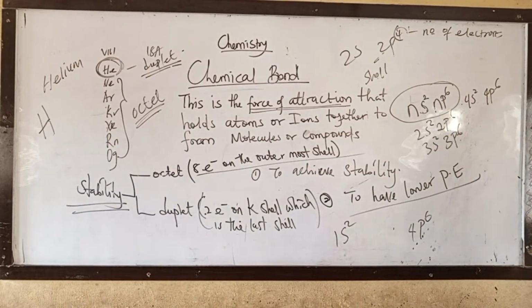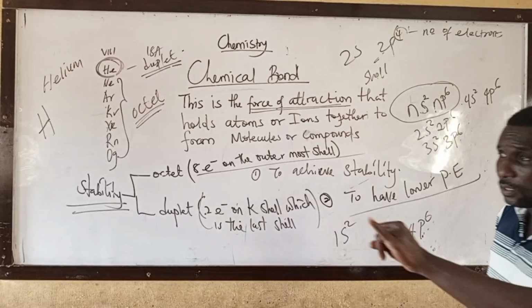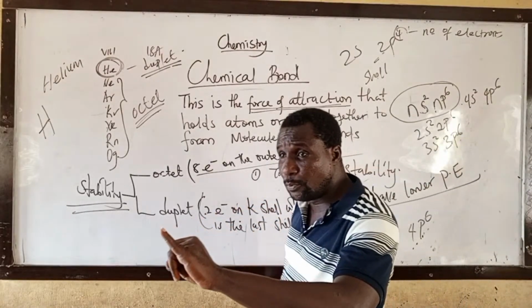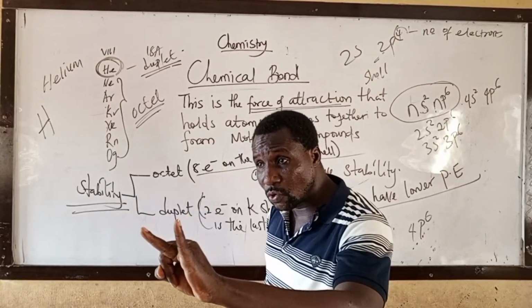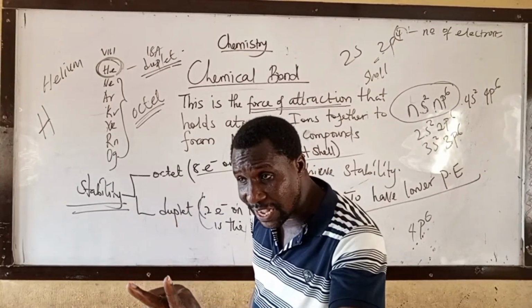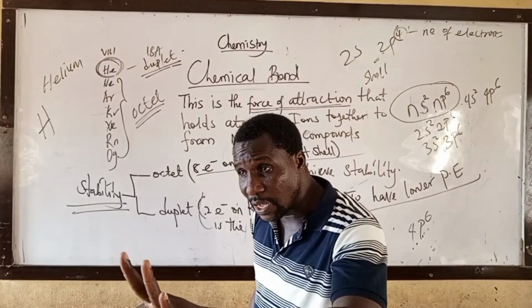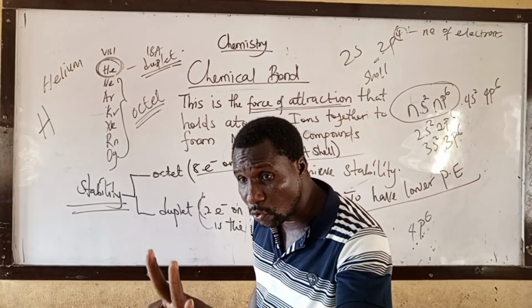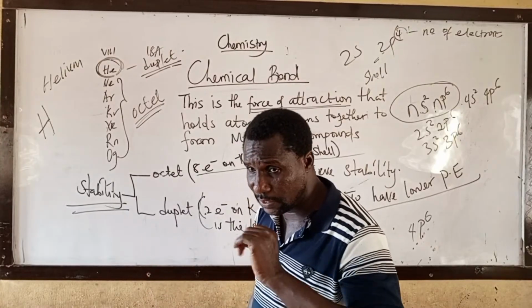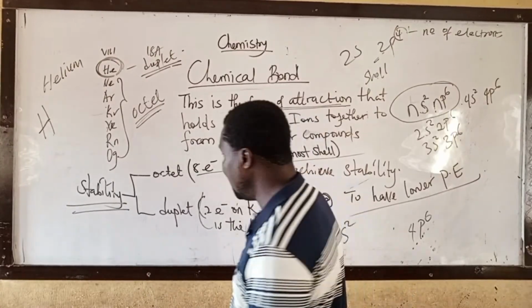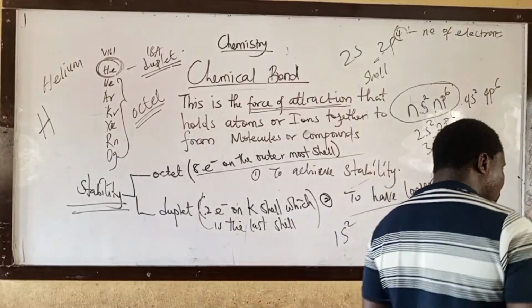For atoms to undergo chemical bonding, for them to be what? Stable. Two, to have lower what? Potential energy. Three, electron configuration of what? Noble gases. Which is what? ns2 np6. Then let's go to types of chemical bond.